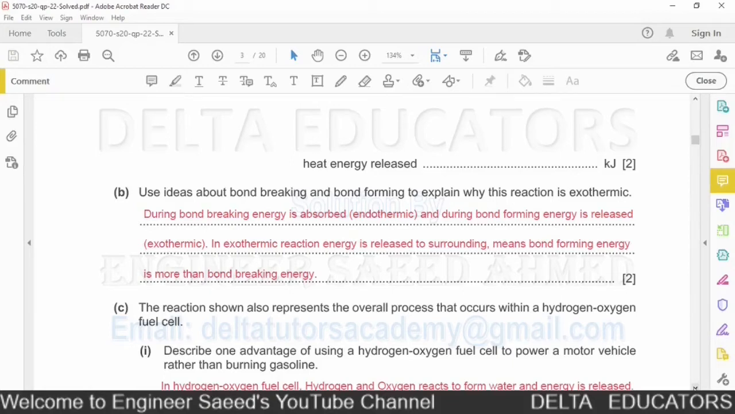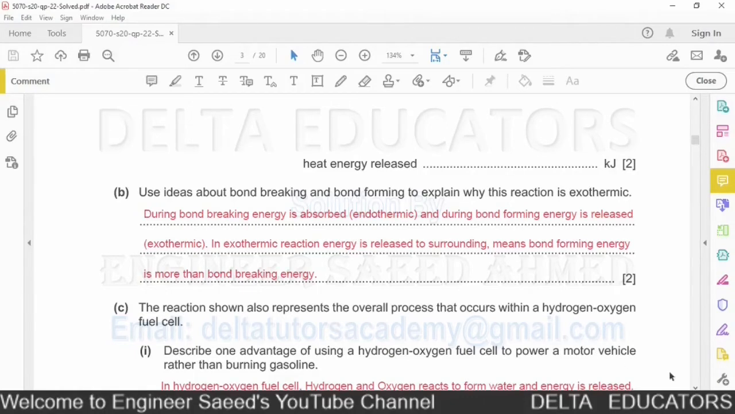Since here it is given that it is an exothermic reaction, exothermic reaction means the energy released is more, or we can say bond forming energy is more as compared to bond breaking energy. So what we have to write here: during bond breaking energy is absorbed, meaning endothermic, and during bond forming energy is released, meaning exothermic, and in an exothermic reaction energy is released to the surroundings, meaning the bond forming energy is more than the bond breaking energy.